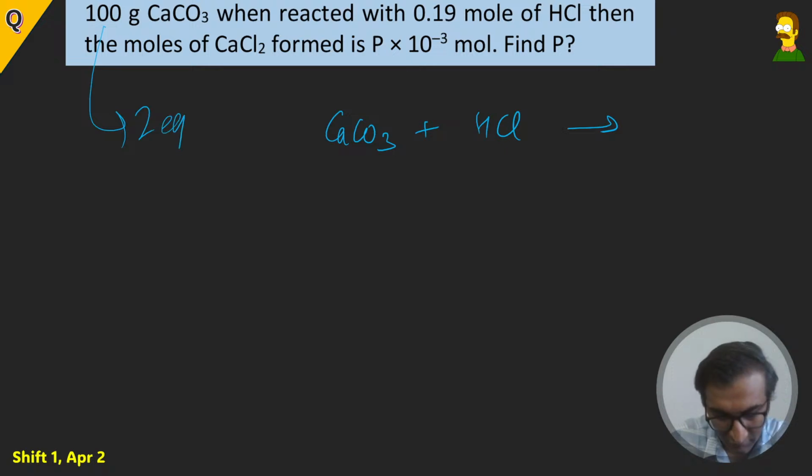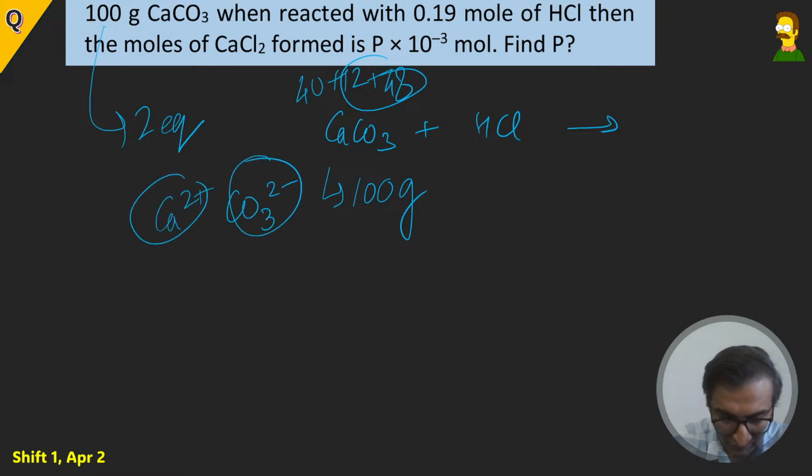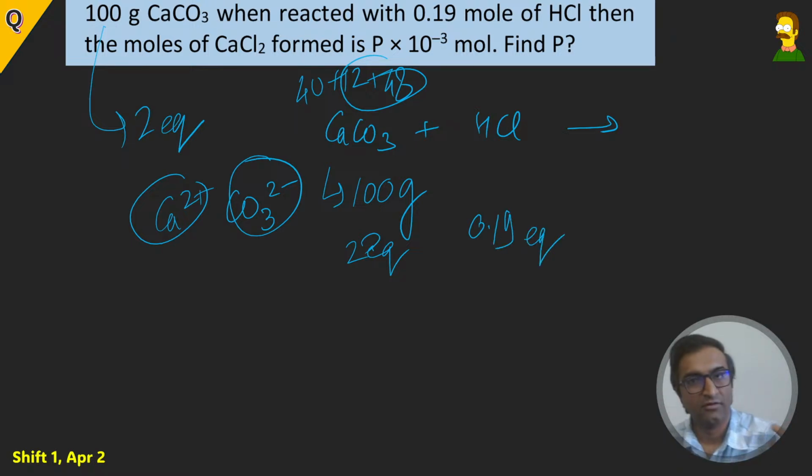100 gram मतलब 2 equivalent. Why 2 equivalent? Because the molar mass of CaCO3 happens to be 100 gram. If you have done enough questions, you know this for sure, right? 40 plus 12 plus 48, this is 60, 60, 40, 100. Okay. Why am I saying two equivalents? Because calcium becomes Ca2+ and CO3 2-. Matlab, this has two equivalents. Okay. So I have two equivalents here and I have 0.19 mole of HCl, which means 0.19 equivalent. Khatam.